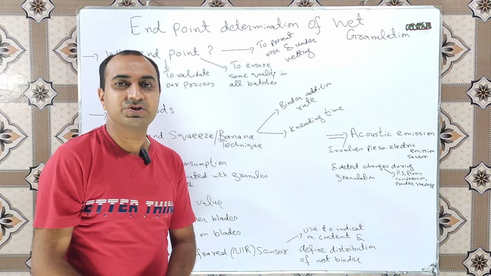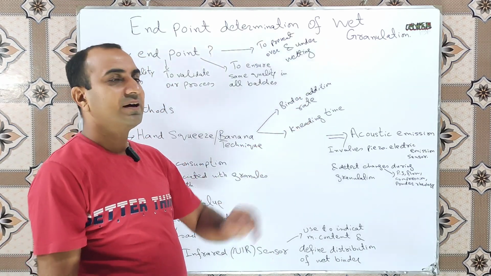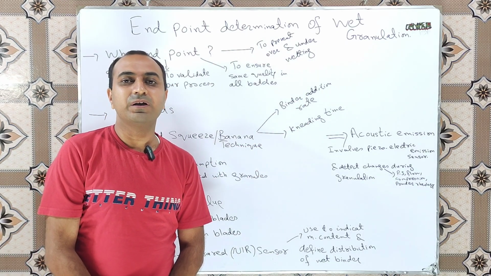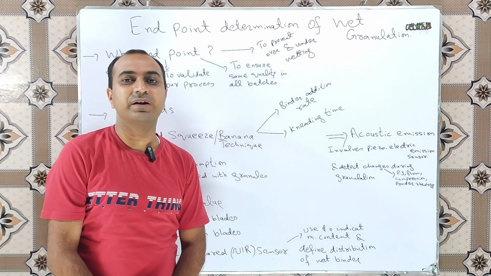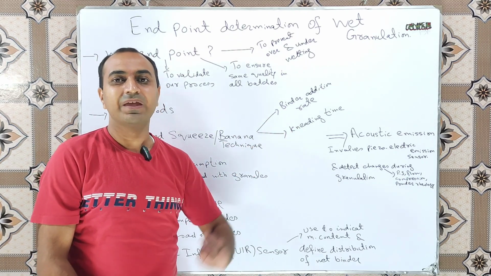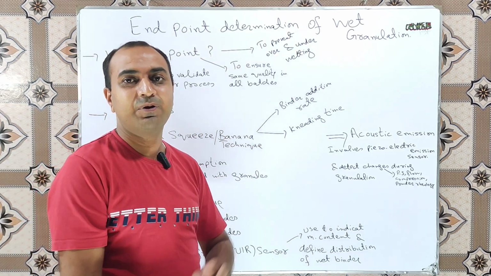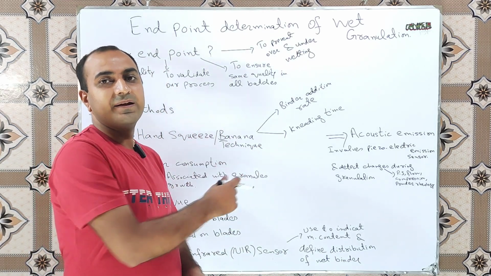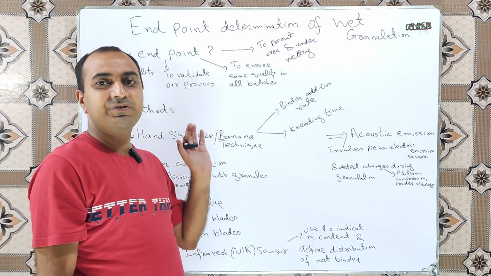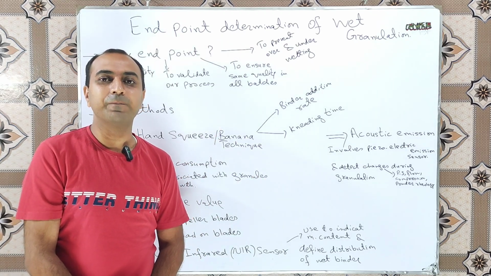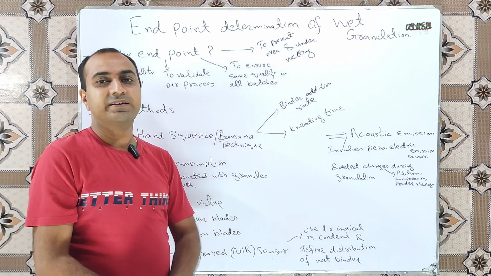In the hand squeeze method or banana technique, basically we control two factors. One is the binder addition rate and the other one is the kneading time. Meaning we apply the binder at a specific rate and we note down the kneading process for a specific time, and then after specified time intervals we perform the banana technique activity, and if we find that fine powder is still present in the wet mass, then we increase the kneading time.